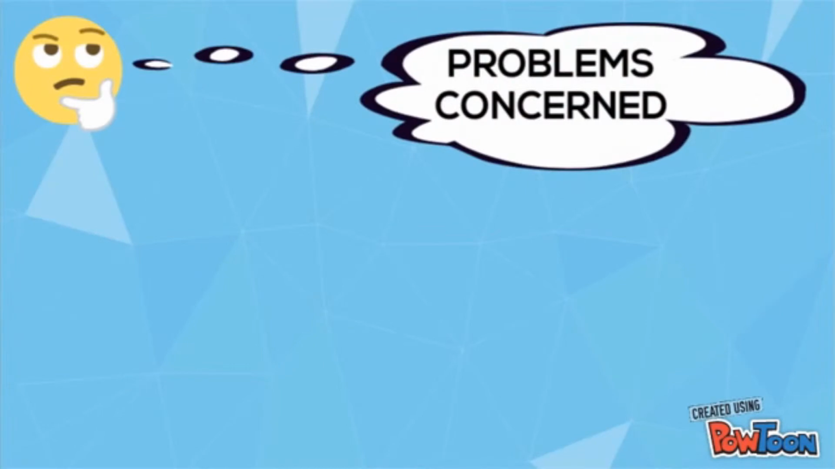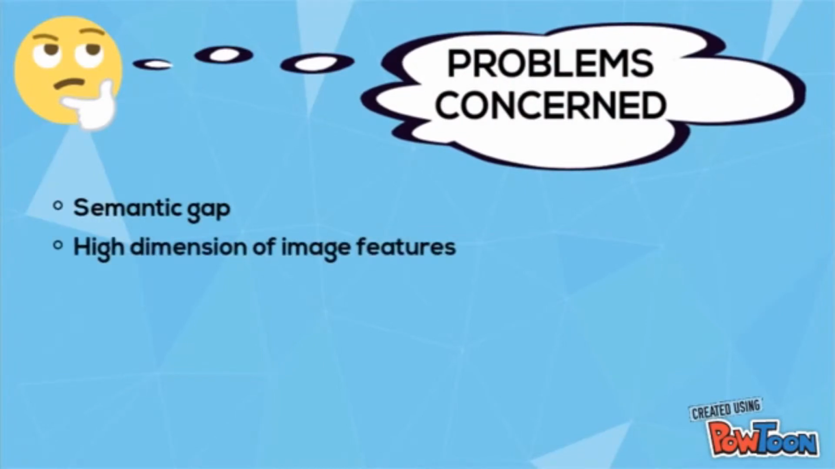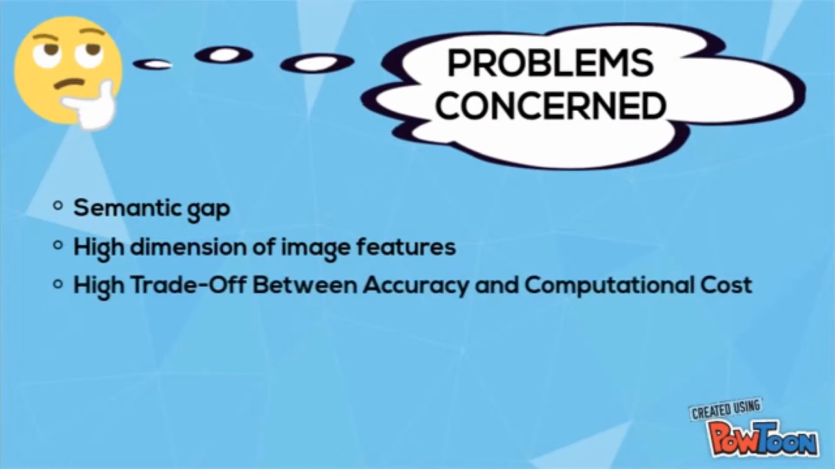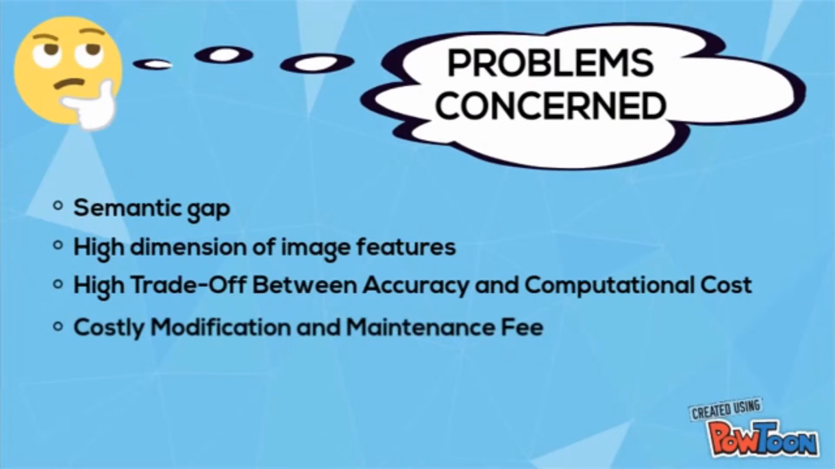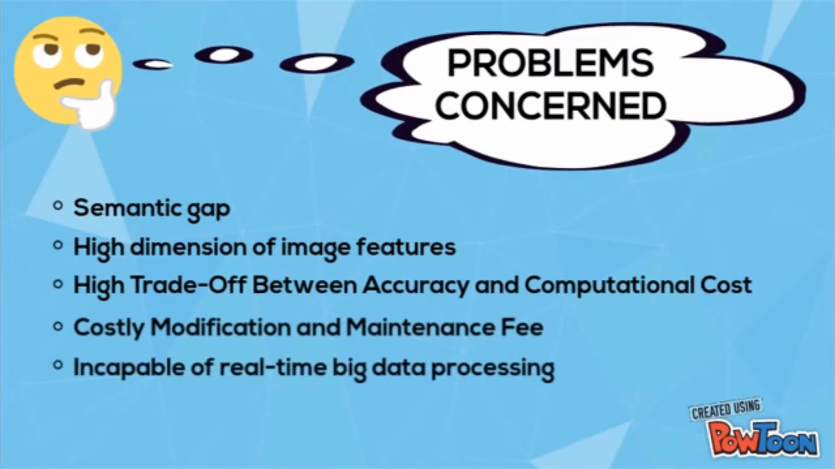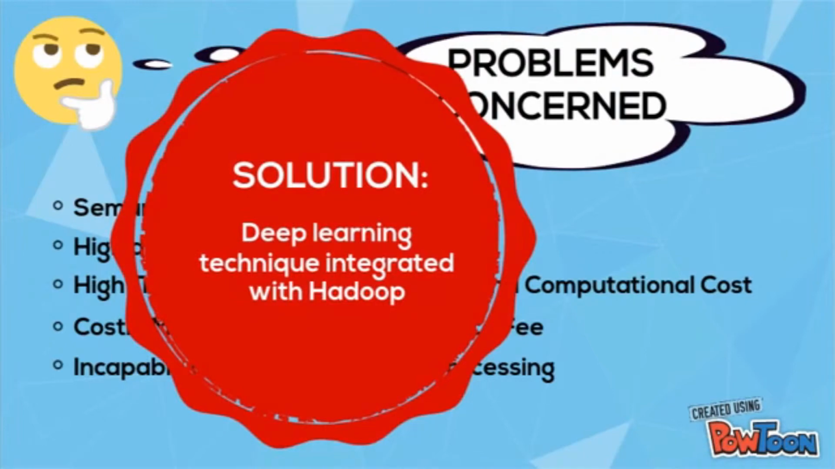The problems concerned in this research are, first, the semantic gap, and second, the high dimensions of image features. Then there is the high trade-off between accuracy and computational cost. The next one is the costly modification and maintenance. The last one is the incapability of real-time big data processing. To overcome these problems, the deep learning technique is integrated with Hadoop.